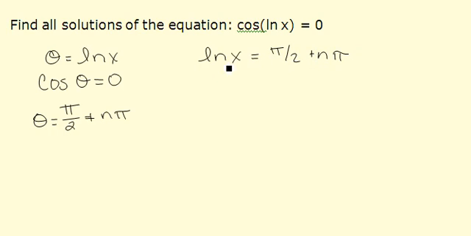In order to solve for this, we can use the inverse function, the natural exponent. e to the ln of x is x. Therefore, our solutions are x equals e to the pi over 2 plus n pi.